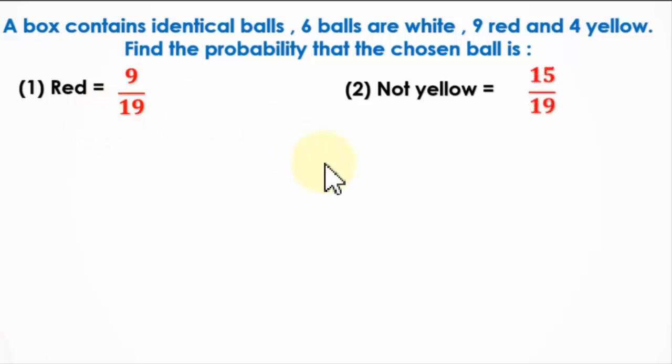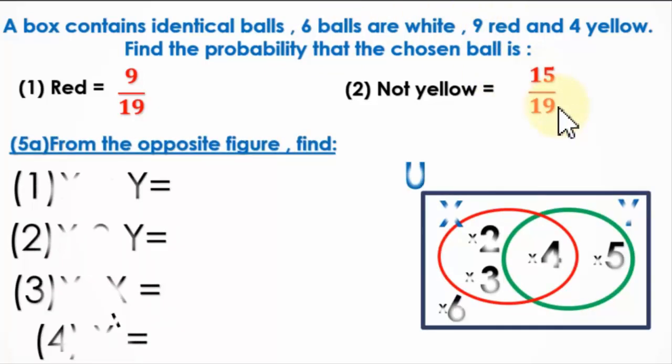What about not yellow? Not yellow means white or red. We have 6 white and 9 red. 6 plus 9 equals 15 over 19.